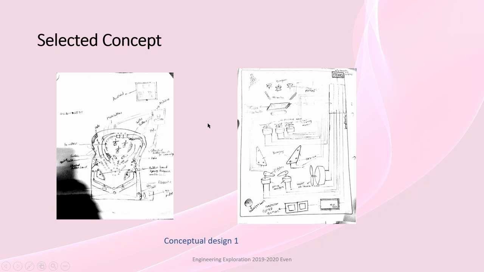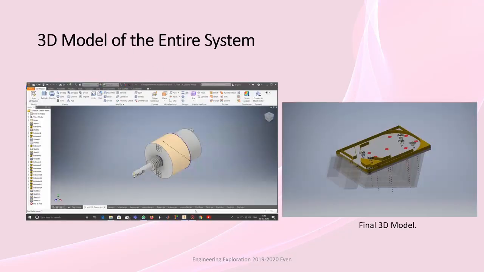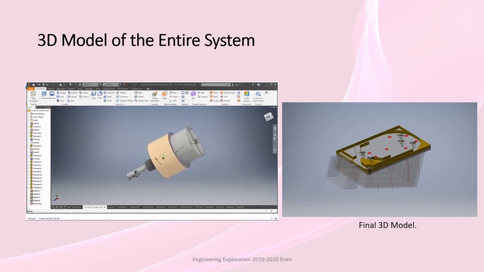We have selected conceptual design number 1 as our final concept design. Virtual implementation: 3D model of the entire system. Here are the 3D models of the parts used in the project. This is the DC motor used for launching the ball and as the bumpers.